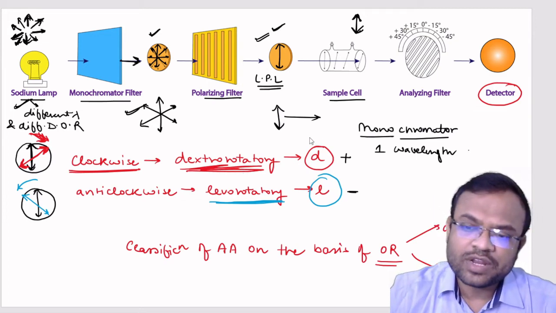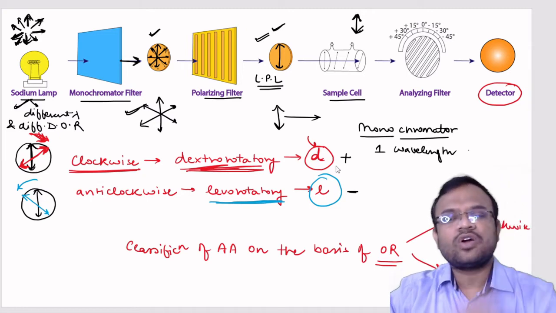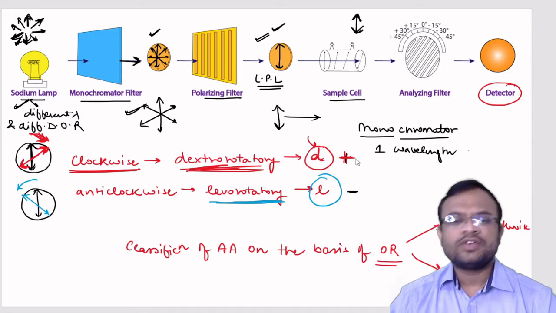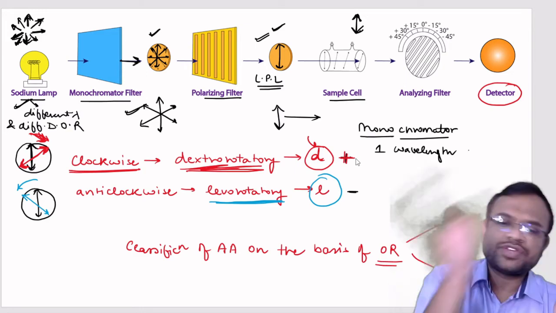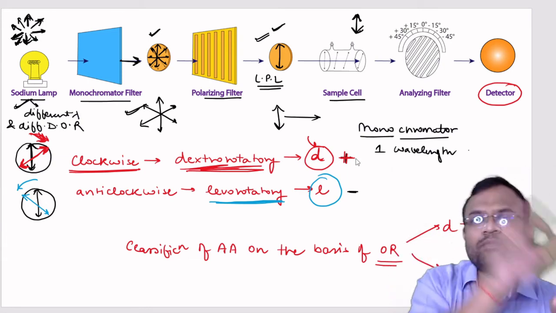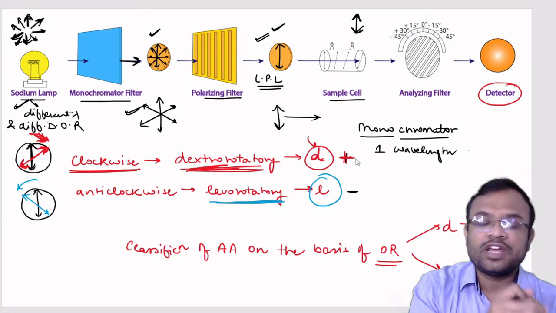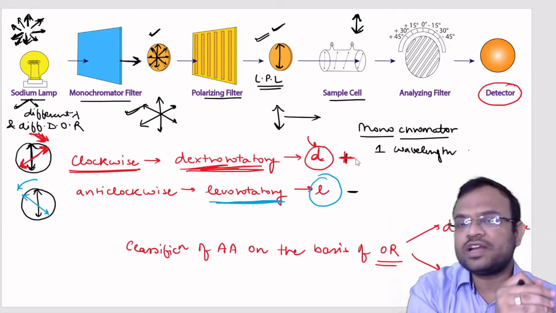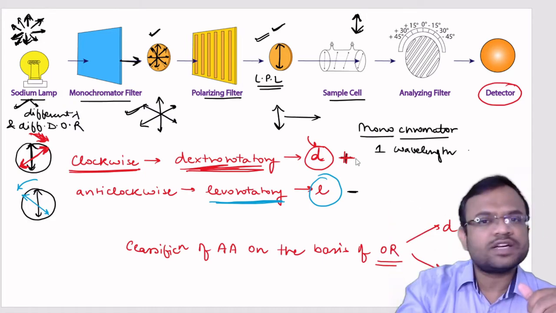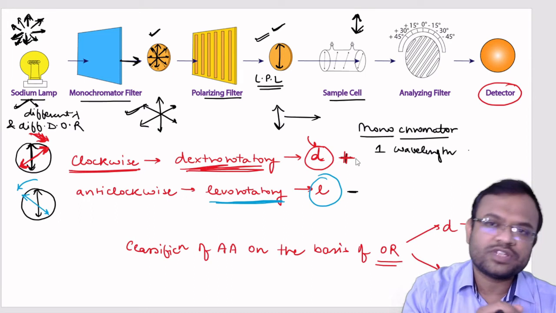Dextrorotatory is abbreviated as small d, and the clockwise direction is shown by a positive symbol. So whenever there is clockwise rotation, it is called dextrorotatory. The compound is called the small d form. Remember, capital D and small d are different. Over here we are talking about the small d form. Small d represents the dextro form, or you can call it the positive form.